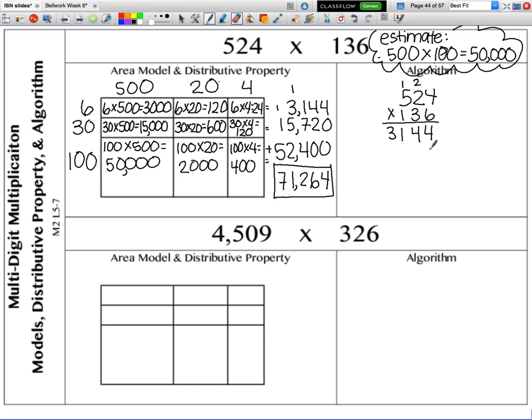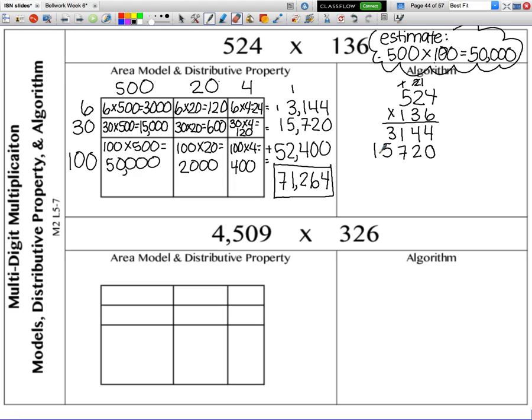So now I'm going to move on to my second row. I've already used my 6, so now I'm going to multiply it by 3. But this isn't just 3, it's 30. So there's 1 0 in 30, so I'm going to add my placeholder right here. I'm going to cross these numbers out so I know that I've already used them. All right, so 3 times 4 is 12. Carry your 1. 3 times 2 is 6, plus 1 more is 7. And 3 times 5 is 15. So there's our second partial product. You see how they're also matching.